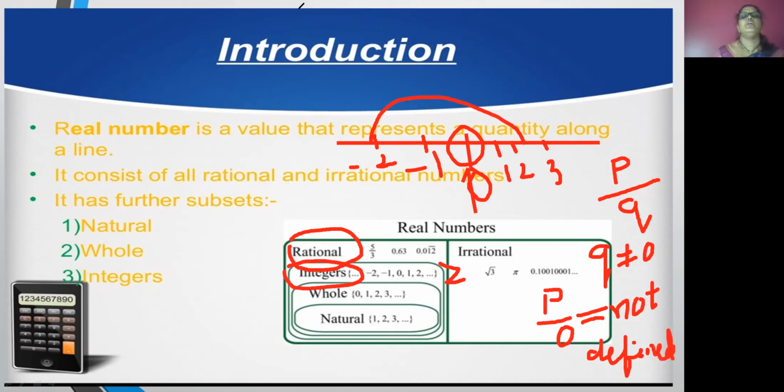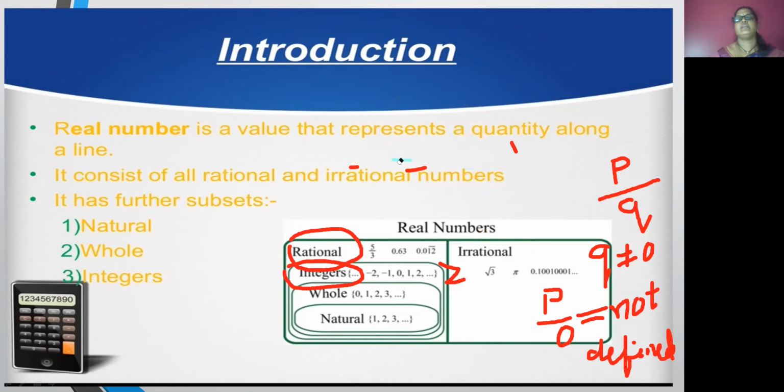Now, this combination of rational and irrational numbers, we call real numbers. What are irrational numbers? You learned in 9th class. Irrational numbers are those which are non-terminating, non-recurring decimals. Correct. Now we'll see some examples of irrational numbers.